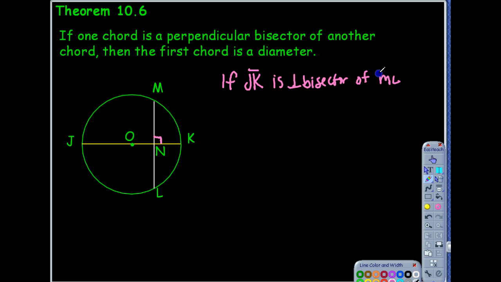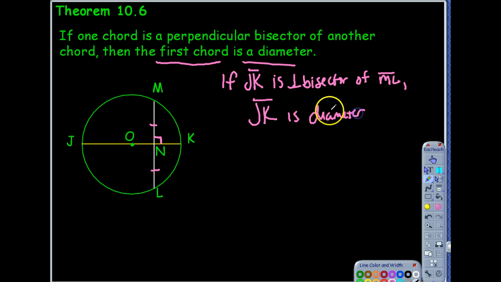And again, guys, this is not something you're just going to make up. This is something you'll be given. That basically means they're perpendicular and it's bisecting ML, so that means MN and NL are congruent. So if that happens, then the first chord is a diameter. The chord that is not being bisected, the thing that's doing the bisecting, so that means segment JK is the diameter.